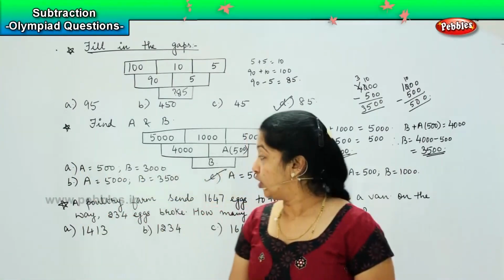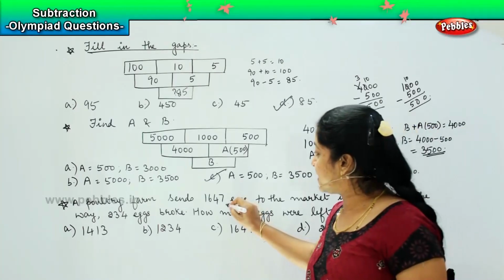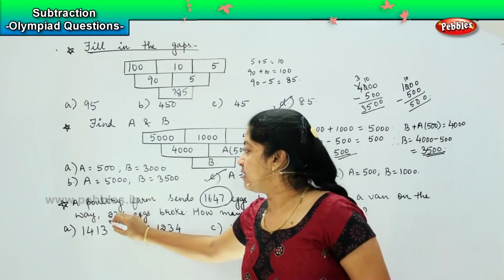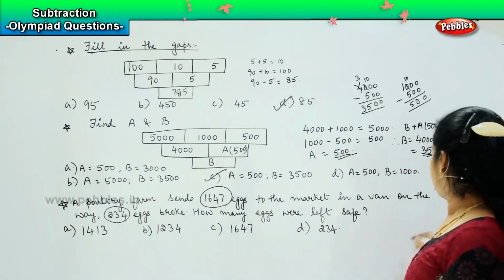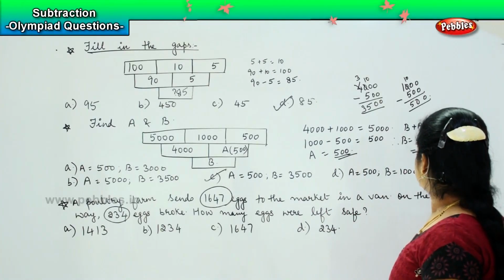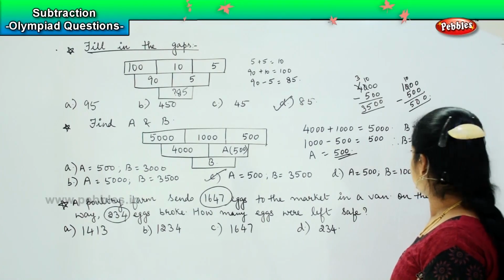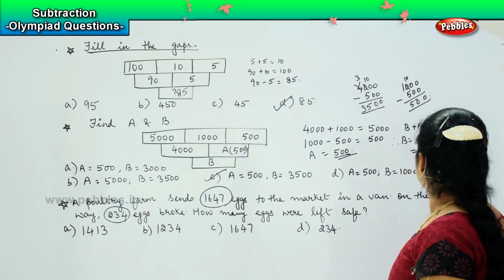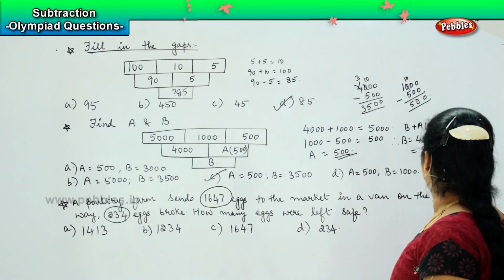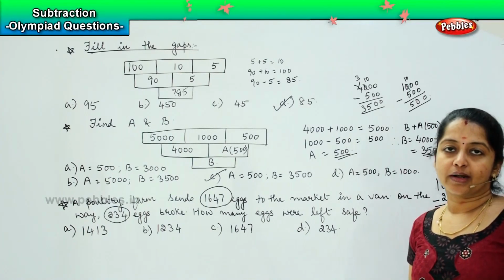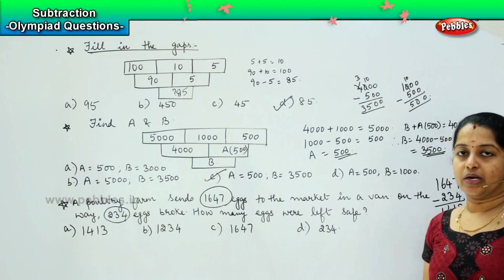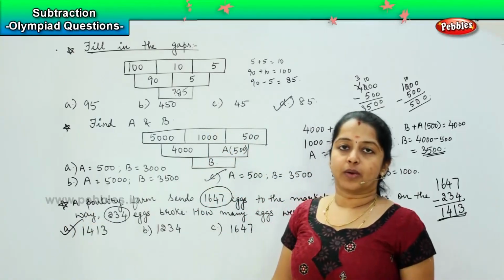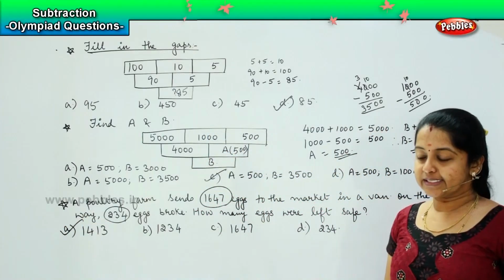Okay. So now the question asked is, a poultry farm had sent 1647 eggs, in which 234 eggs broke in the middle. So let us try to figure out what is the balance. 1647 minus 234. So 7 minus 4 is 3, 4 minus 3 is 1, 6 minus 2 is 4 and 1. So your answer is 1413 eggs were left unbroken or safe. So where is it? Yes. Option A is the right answer. Clear? Shall we do the next sum?